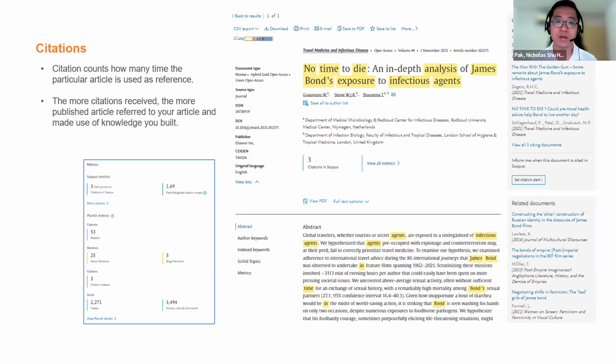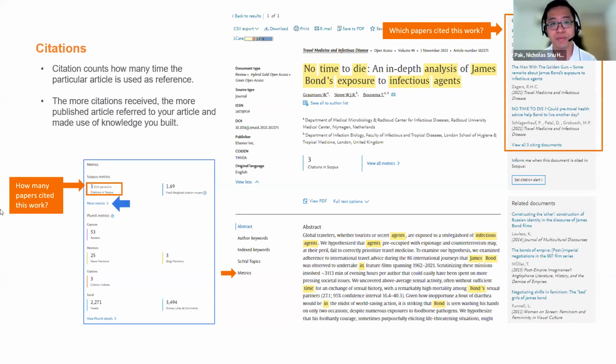So the article that I was referring to was this one. When James Bond released the recent movie, No Time to Die, this was basically an in-depth analysis of his exposure to infectious agents. So this is, of course, meant to be a fun study that was actually published, which is why you get to see only 3 citations, but we can see that it's trending very strongly in terms of social media, right? This is just something for thought. This is something which my colleagues and I also talked about earlier as well last year.